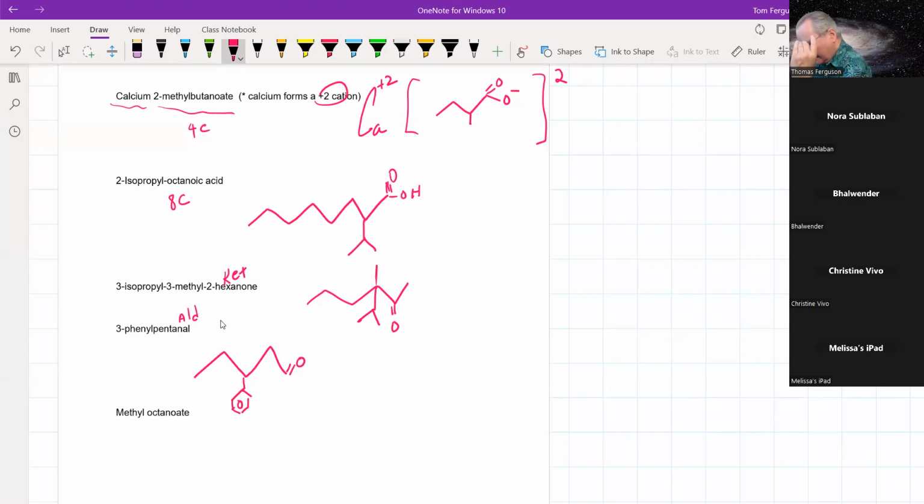Okay, so we have methyl octanoate. That means that is an ester. This would be acid. This would be alcohol. So we have 8 carbons.